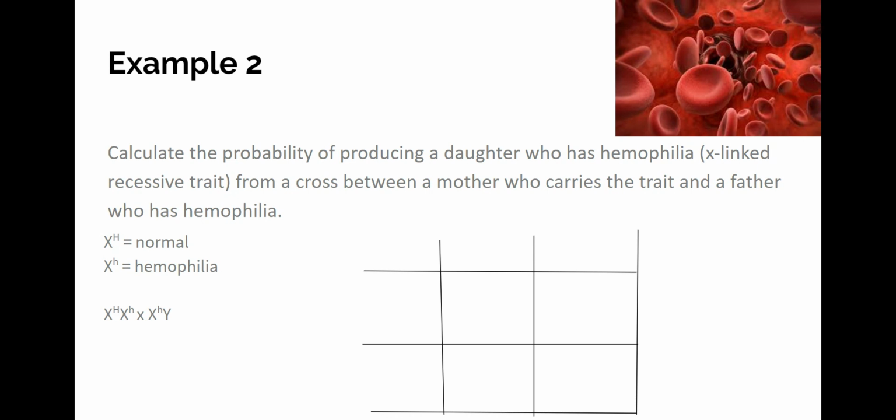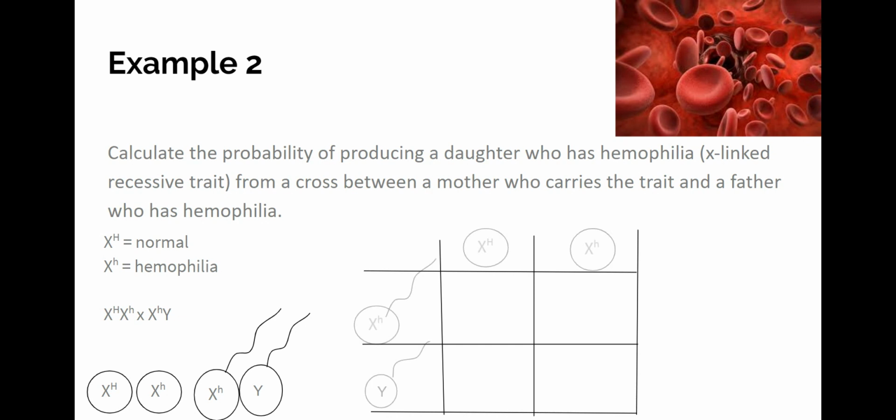The mother, okay, is a carrier. It says a cross between a mother who's a carrier. Carriers are heterozygous individuals. So she is X big H, X little h, remembering the X because this is X-linked. And then the father has hemophilia. Now, because this is on the sex chromosomes, dad has only one X, so he is X little h, and then he has a Y. We are going to separate them out into gametes and put them into our Punnett square.